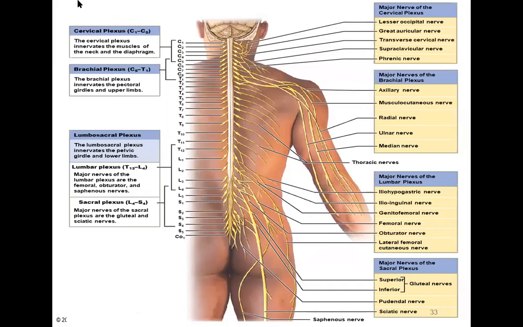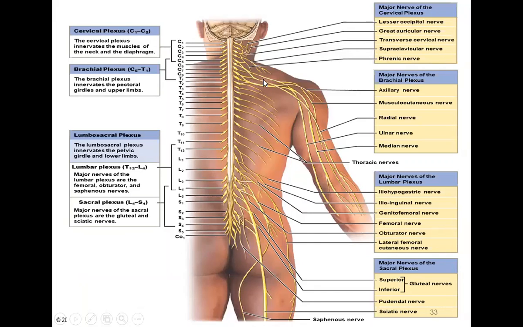Over here on the right-hand side, what you can see are the major nerves that come from the cervical plexus. Whenever we're looking at this, you can see lesser occipital, greater auricular, et cetera. This one, I want you to put a star by, the phrenic nerve. The reason I want you to put a star by this one is because this nerve ultimately is going to go down to innervate the diaphragm.